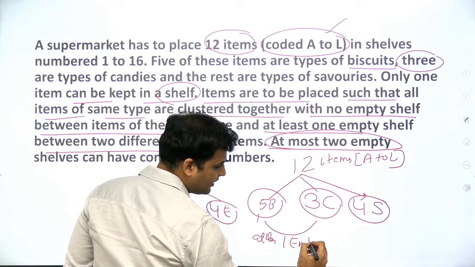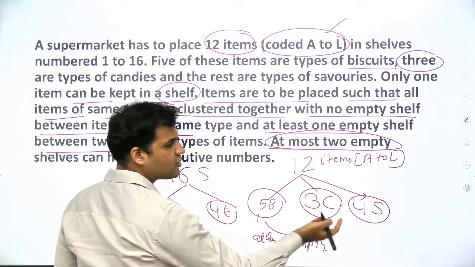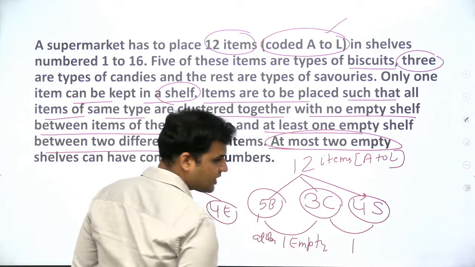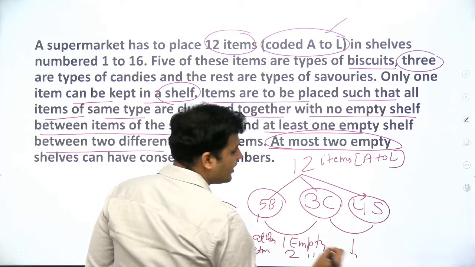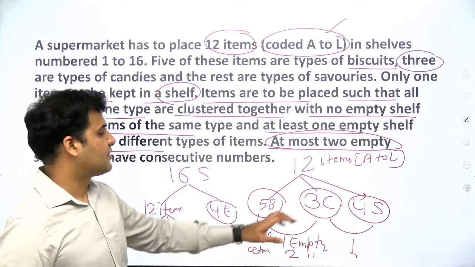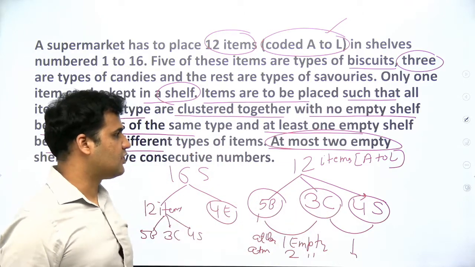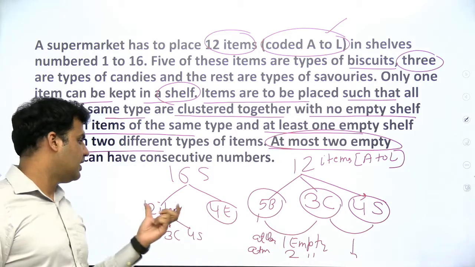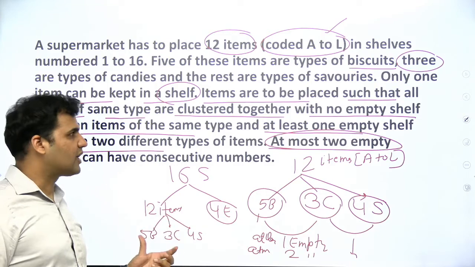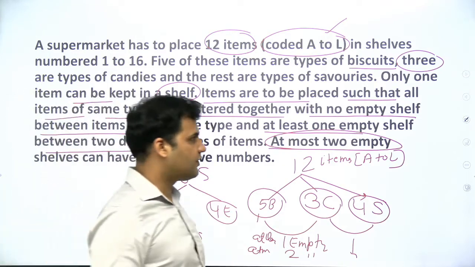One empty shelf between biscuit and candies, or biscuit, right? Same is the case here also. And at most, you can have 2 empty shelves between biscuit, candies or savories, in whatever way you are arranging. There have to be 4 empty shelves in total. 12 items are supposed to be placed on 16 shelves. So this is the information of the first paragraph.